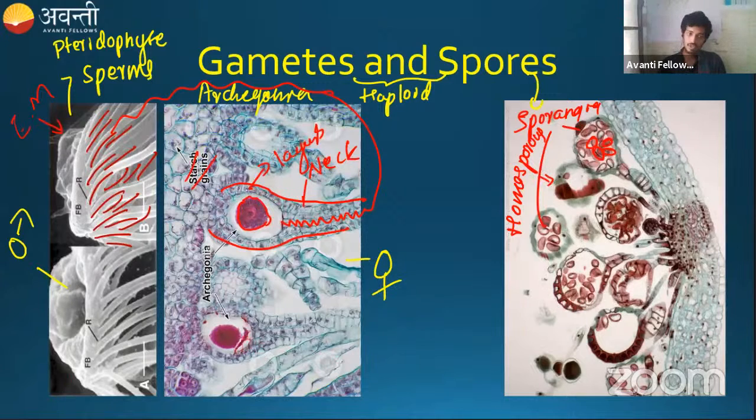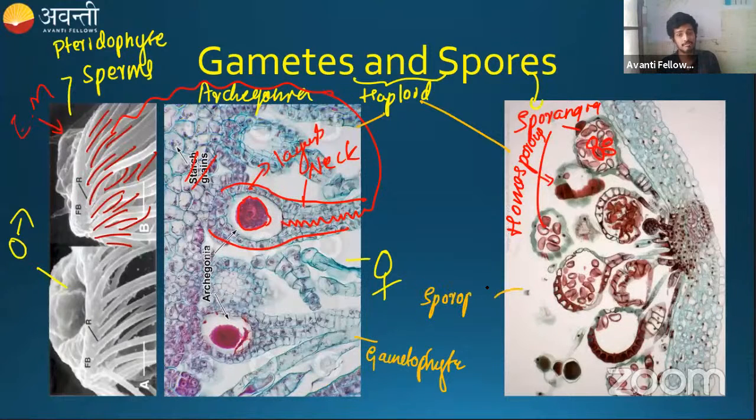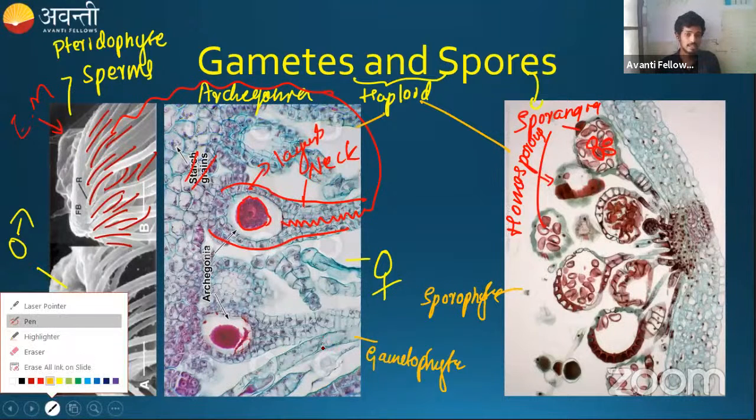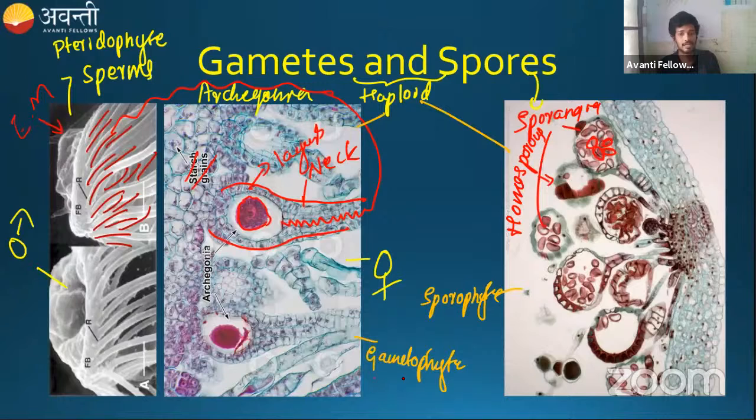So you've seen the photos, and we know the differences and the similarities. The similarity is that both are haploid. The difference is that gametes are produced from the gametophyte and spores are produced from the sporophyte. And what is the other difference? The gametes are produced through the process of mitosis, and spores will be produced by the process of meiosis. These are the differences. Try to remember these things.